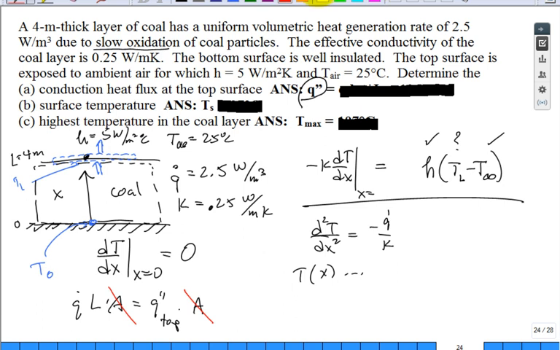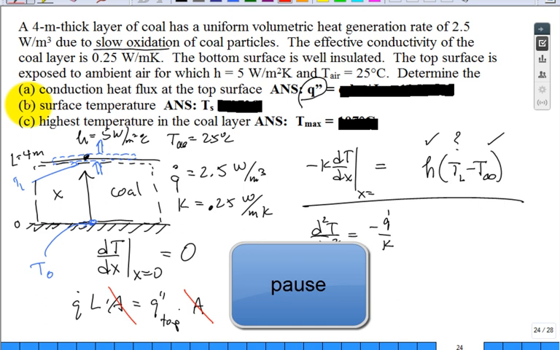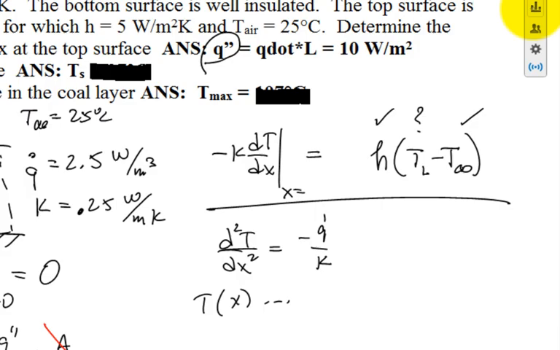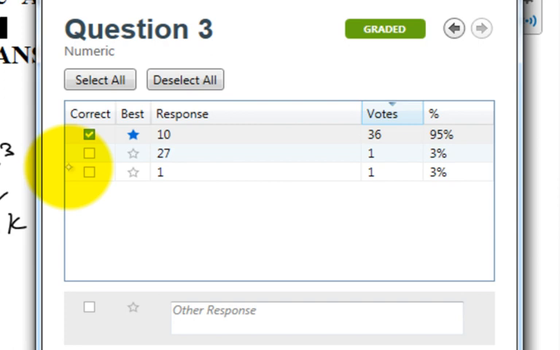Give me your answer, please. What is the answer for part A, the conduction heat flux at the top surface, in watts per meter squared? All right, I need to go ahead and stop. So we'll stop it. And the Q double prime at the top surface is, did you get it? Let's take a look at our results. And we have 10 right there, right? So look good? All right.